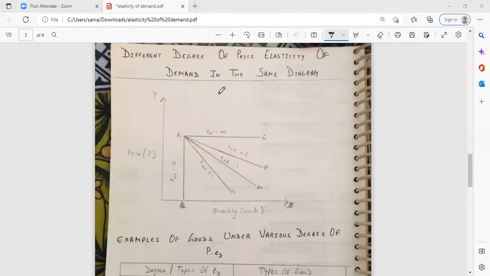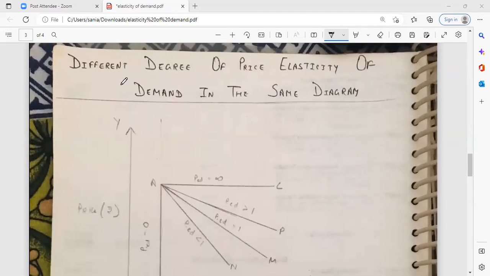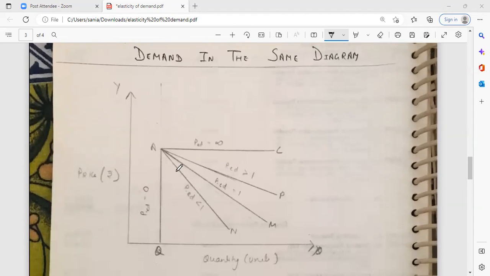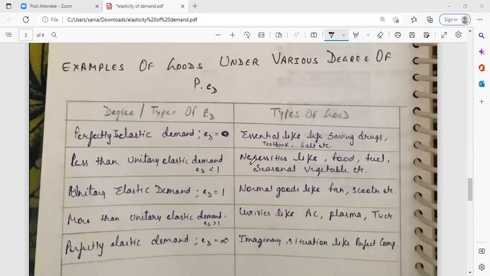Okay. Over here, this is the graph. You know that this is the graph for different degrees of price elasticity of demand in the same diagram. So over here, this one is when your PED is equal to 0. Okay. And when your PED is less than 1, it is like this. When it is equal to 1, then this, when greater than 1, and then infinity, like this. Okay. But now you should be knowing that, ma'am, when your demand can be perfectly elastic or inelastic.